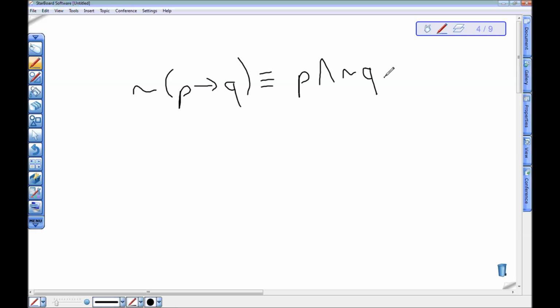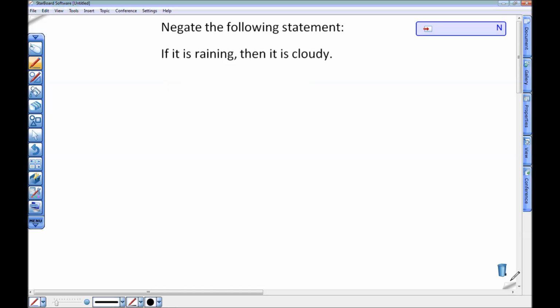Now, if you'd like to do the truth table to check that out, of course I invite you to. You'll see that, yep, those two are the same thing. But I want to just practice using this. So the negation of if P then Q is P and not Q.